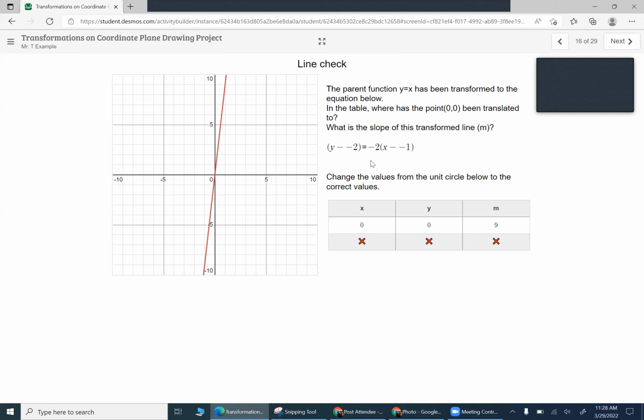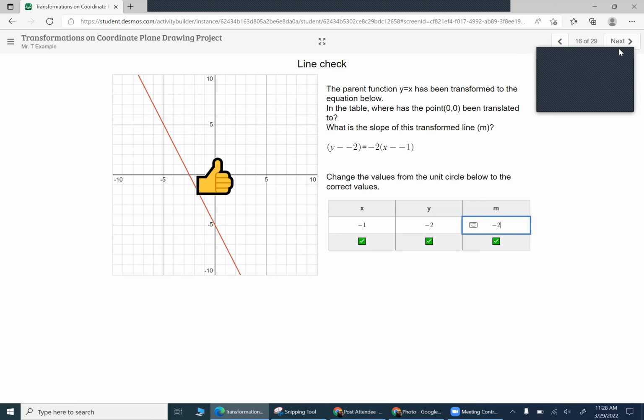Same thing. Where has this thing been transformed to? Where did the (0, 0) point move? And how has it been dilated? So when it's written this way, I can say, oh, my x value is -1, my y value is -2, and my m, the slope, is just -2. Now your numbers will be different, but it'll be kind of in that form.